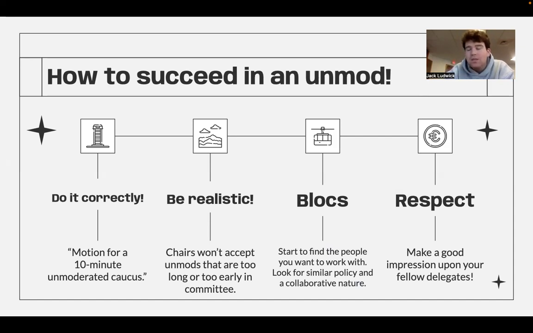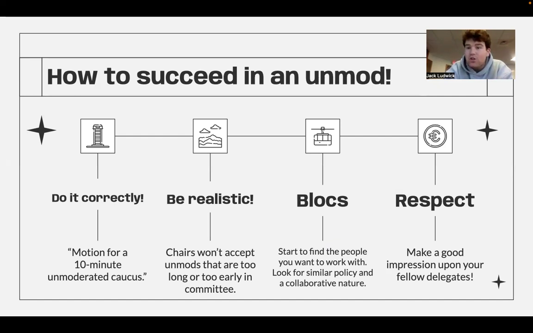Blocks. Unmods is really the time where you get to form blocks. Blocks are the people that you want to work with. Usually they're people that have very similar policy or foreign policy or environmental policy, depending on what committee that you're in. So begin to form blocks during unmoderated caucuses, and that's how you're able to start writing and getting on a working paper and making it to a draft resolution and being able to get your paper passed, which is really what we want.